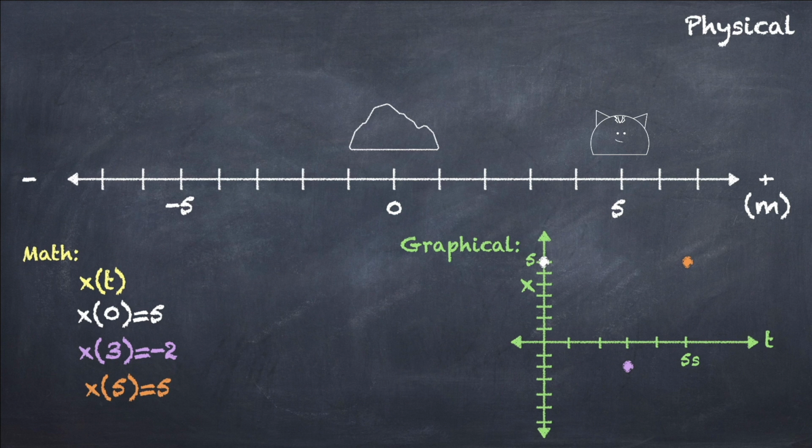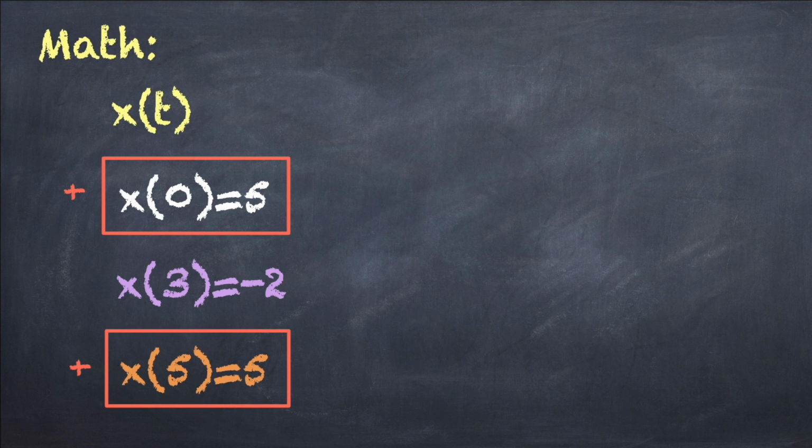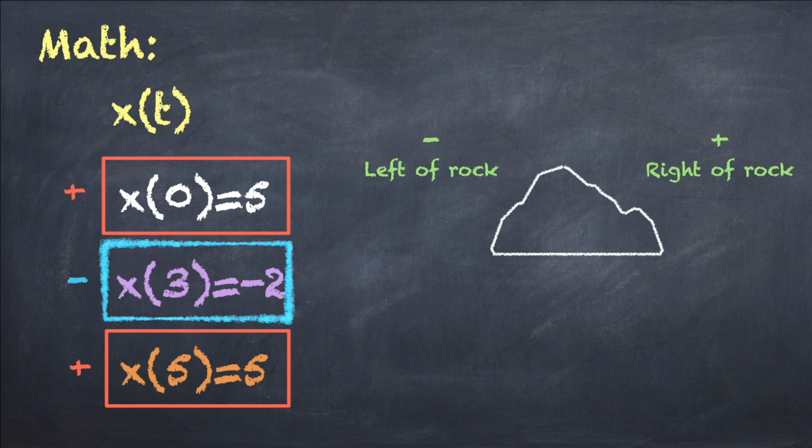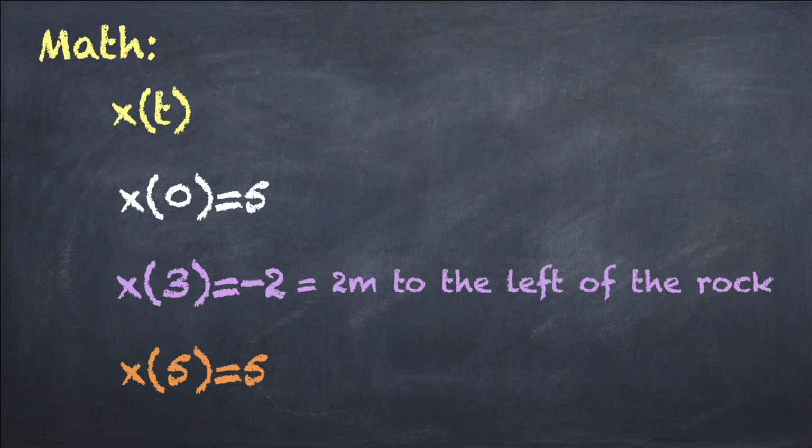Believe it or not, we can learn something by recording Mochi's various positions. We see that position can be positive or negative. For position, positive and negative don't refer to an abundance or a lack of position, whatever that means. They actually refer to directions, namely to the left or right of the rock. For example, instead of writing negative 2 meters, we could have written 2 meters to the left of the rock.